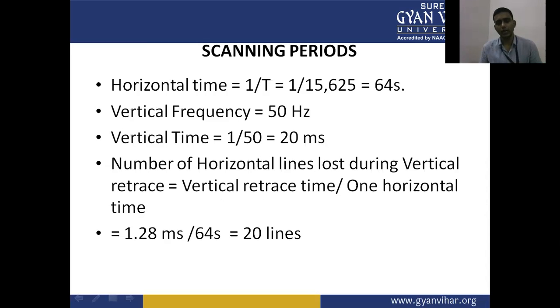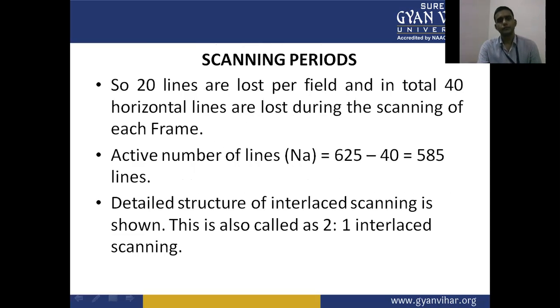Number of horizontal lines lost during the retrace is the vertical retrace time upon one horizontal time, that is 20 lines lost during the vertical retrace of the frame. So 20 lines are lost per field, and in total 40 horizontal lines are lost during the scanning of each frame. Active number of lines is equal to 625 minus 40, that is 585.